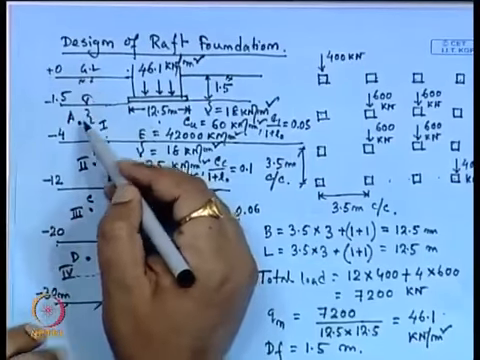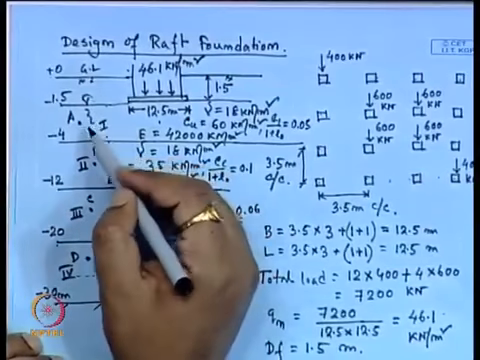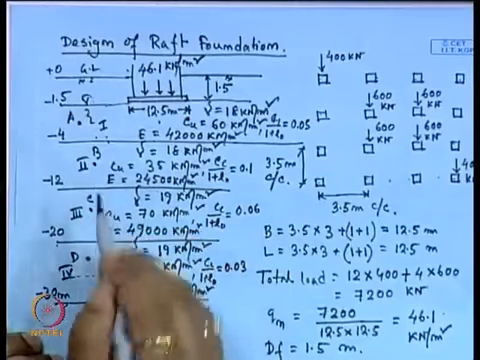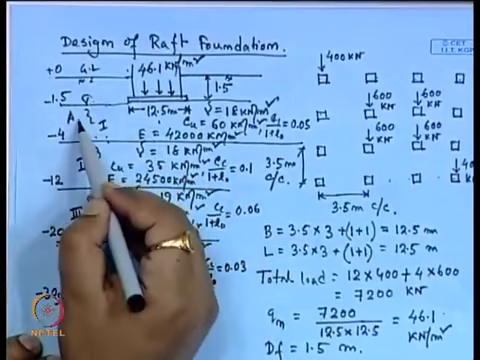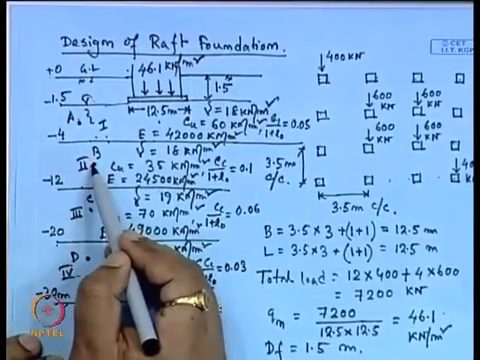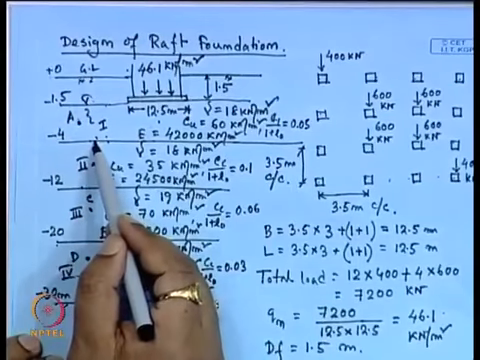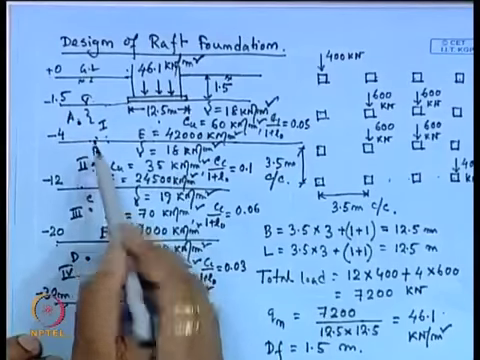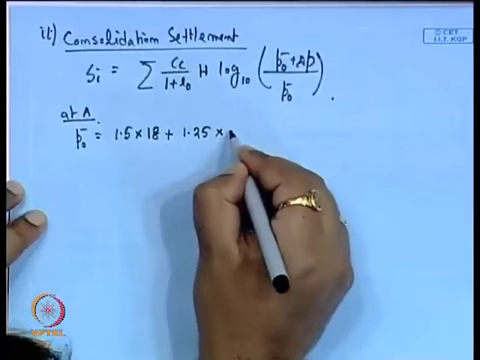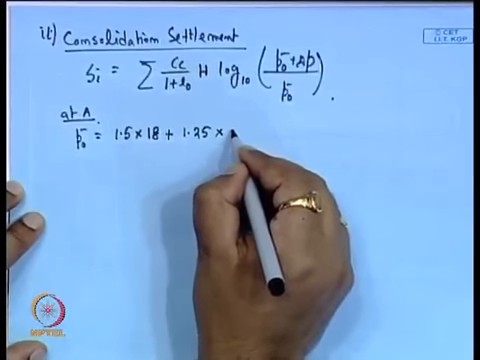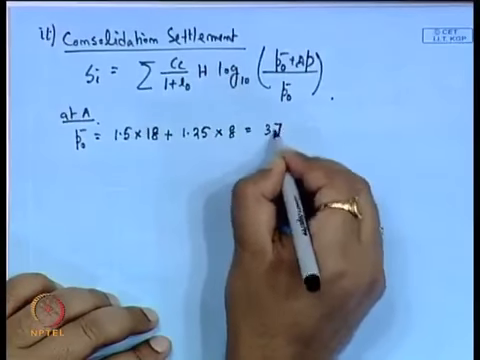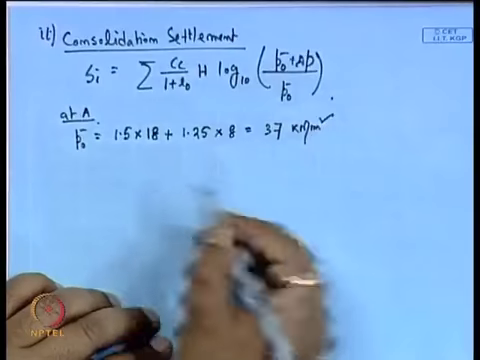If we choose more points, we will get a more accurate value, but this center point is good enough to calculate the settlement. So we are considering the center point of each layer. Here also the layer thickness is 8 meter, so this point is 4 meter from the start of this layer. Similarly, we can calculate this is 1.25, and below the water table has 1.5 meter below the ground level, so this will be 8, because 18 minus 10. This value is 37 kilonewton per meter square.